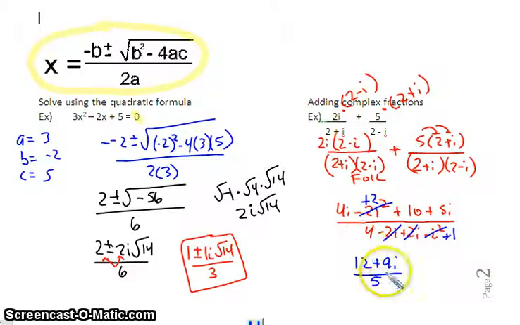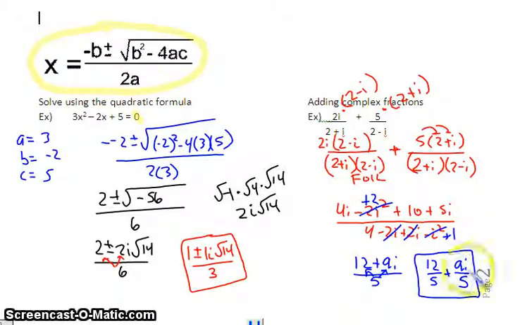Again, I want to write my answer in standard form, so this 5 gets divided into both of these, so it would be 12 over 5 plus 9i over 5. Again, that's my answer in standard form.